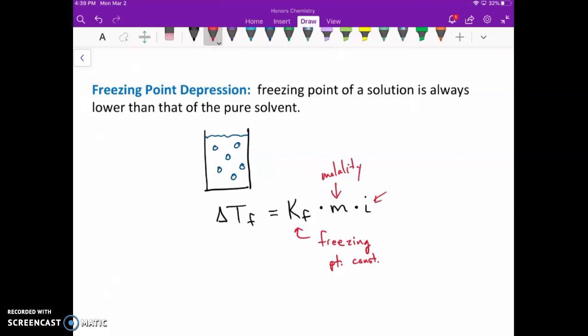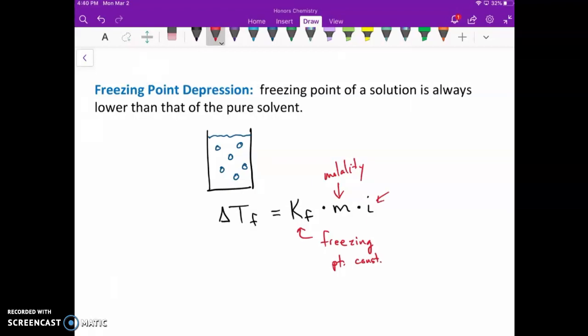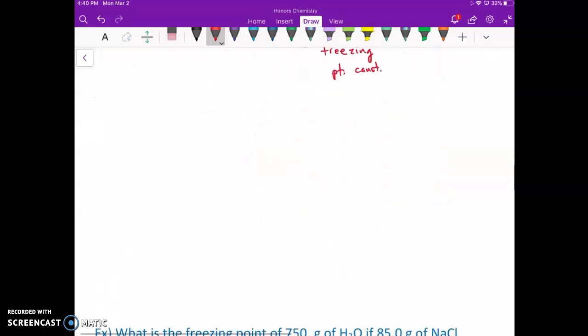The i in the equation is something called the Van't Hoff factor. I'm actually going to hold off on talking about that for just a second. It's actually a very simple number, but we're going to talk about that as we get into an example problem. But there's your equation. So let's take a look at a problem.